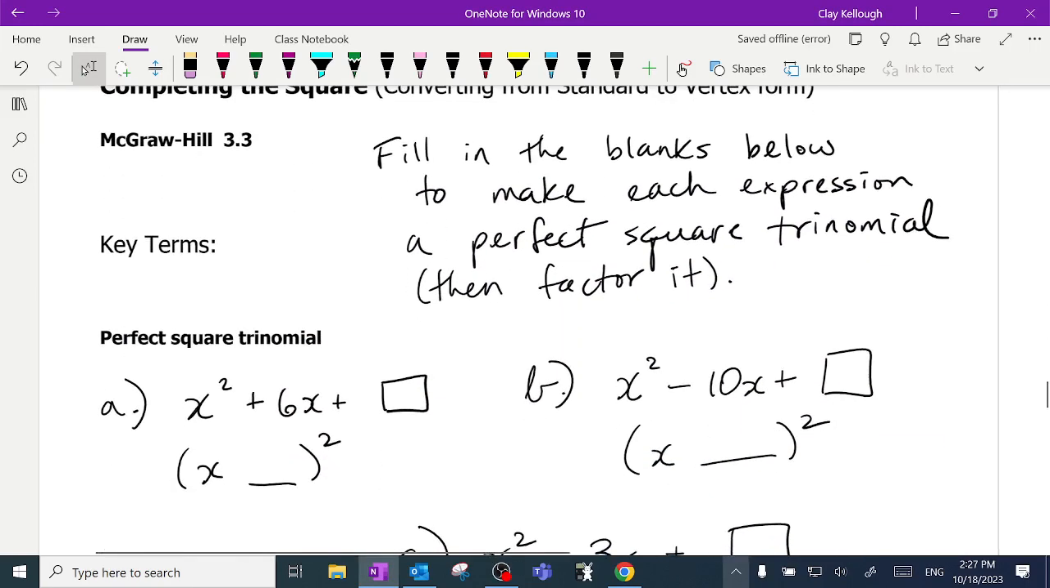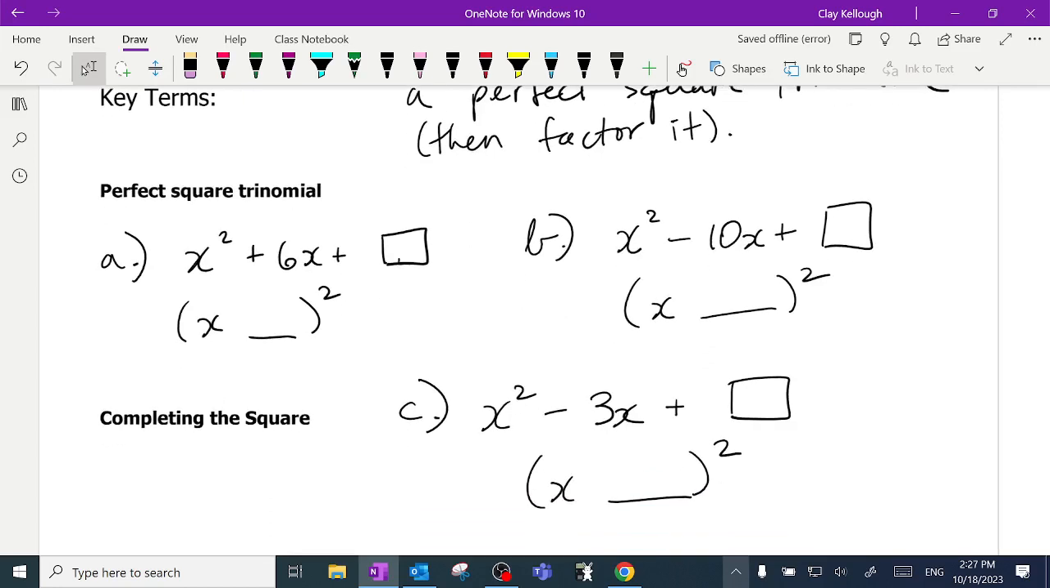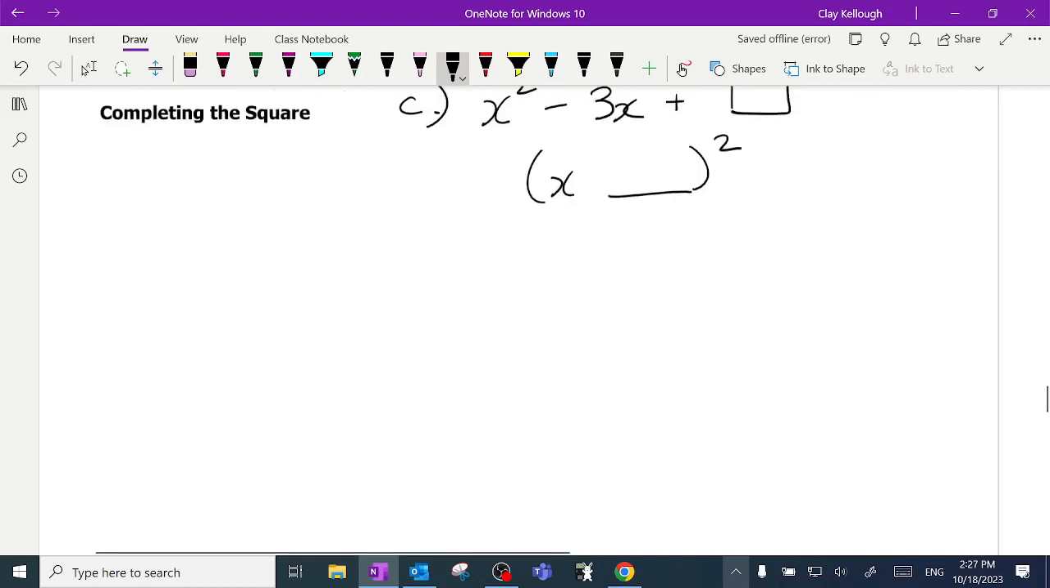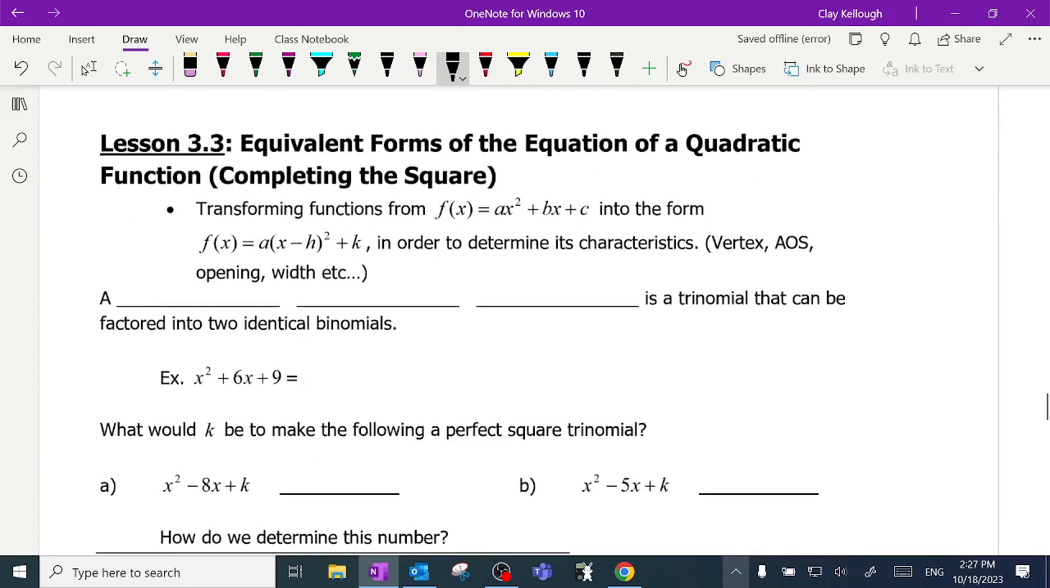You don't have to actually write the instructions down here. How about you just copy down the little questions? Tell me what numbers would go here and here to make a perfect square trinomial. If you need a quick refresher on what a perfect square trinomial is, go to the next page real quick.